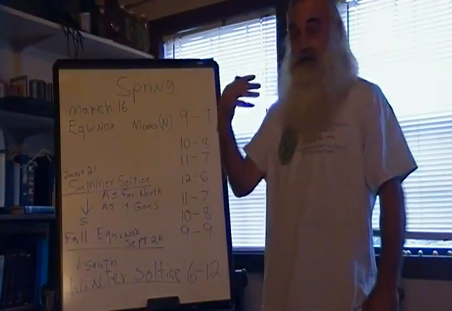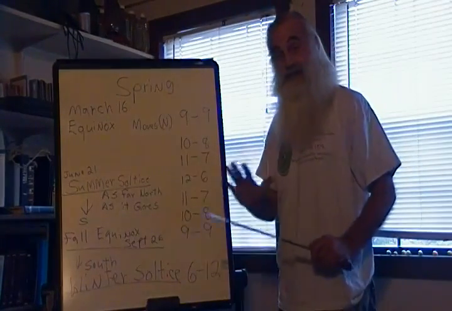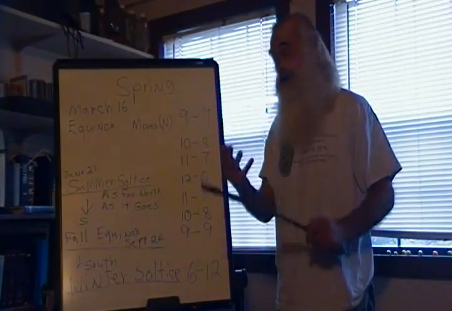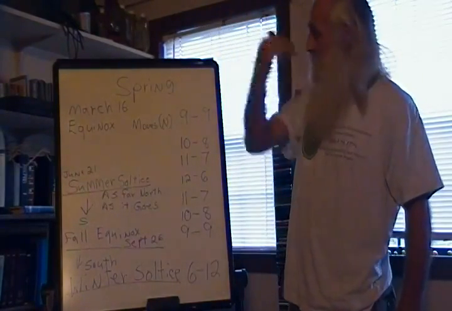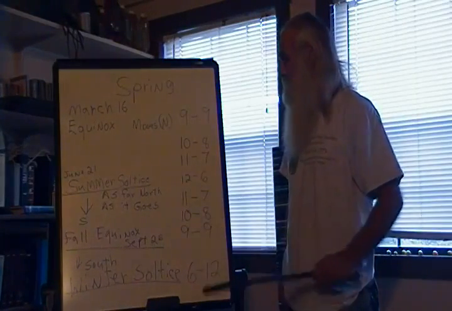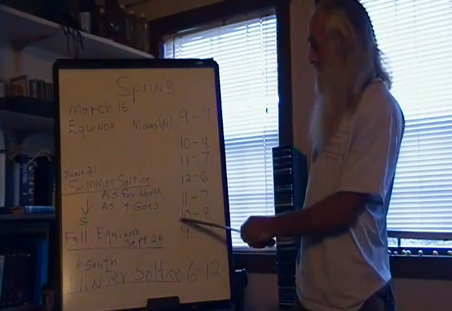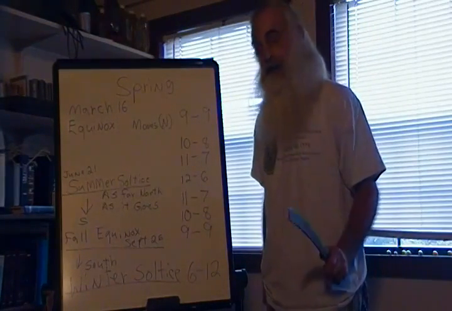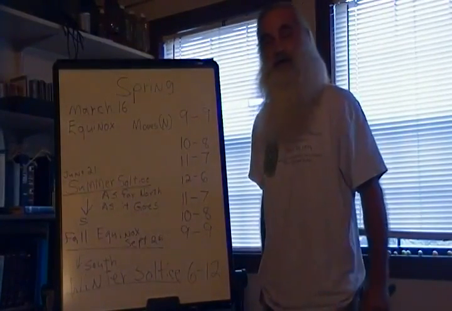Now this happens for 6,000 years. It doesn't change. This is something that's always been taking place. We just don't follow it, and we don't look at it. So anyway, summer solstice, June 21st, it's as far north as it's going to go. We have 12 parts day, 6 parts night, and then it goes 11 parts day, 7 parts night, and then 10 parts day, 8 parts night, and then we have 9 and 9 again, which is the fall equinox, which is September 26th.